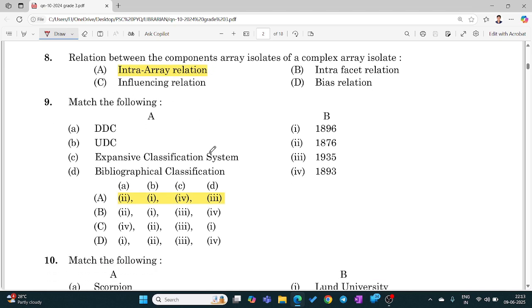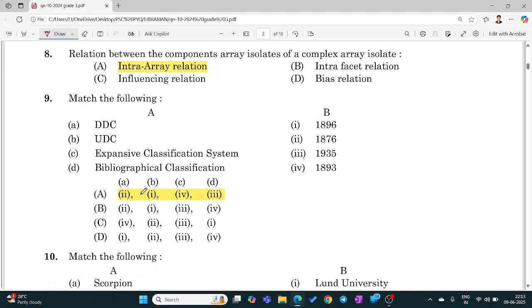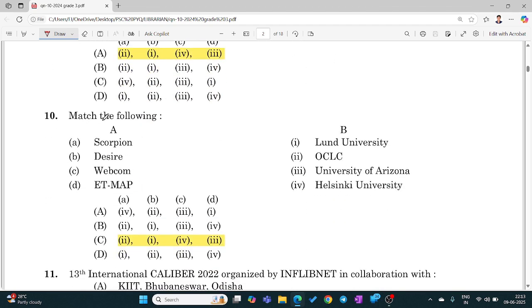Match the following. So option A is correct. In this match the following, option C is correct.